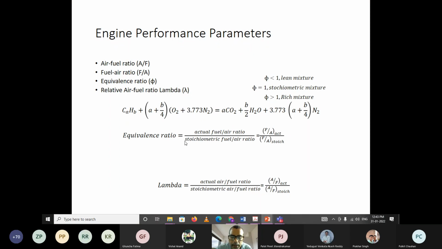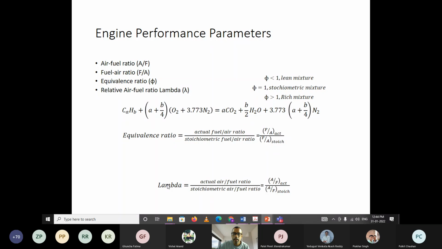Then we know that for a given fuel, what the stoichiometric air-fuel mixture is. Experimentally, we will measure the mass flow rate of the air and the mass flow rate of the fuel. Take the ratio. If you take the fuel-by-air ratio, it gives the equivalence ratio, and if you take the air-by-fuel ratio, it gives the relative air-fuel ratio, or lambda. So either the equivalence ratio or lambda.